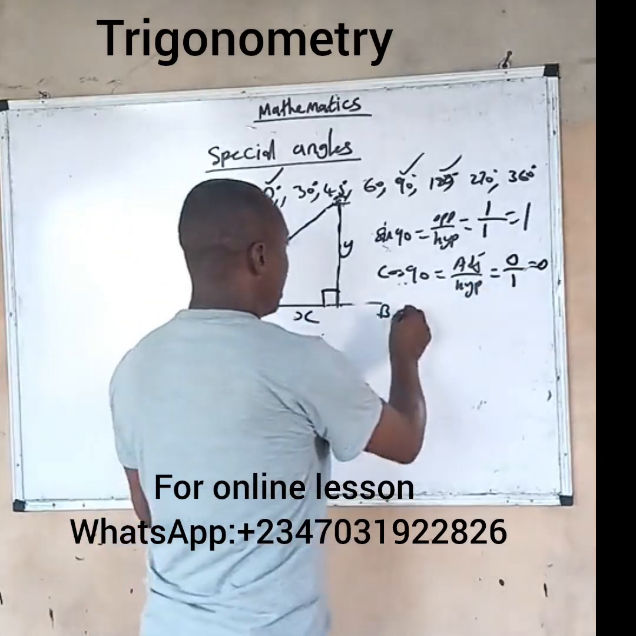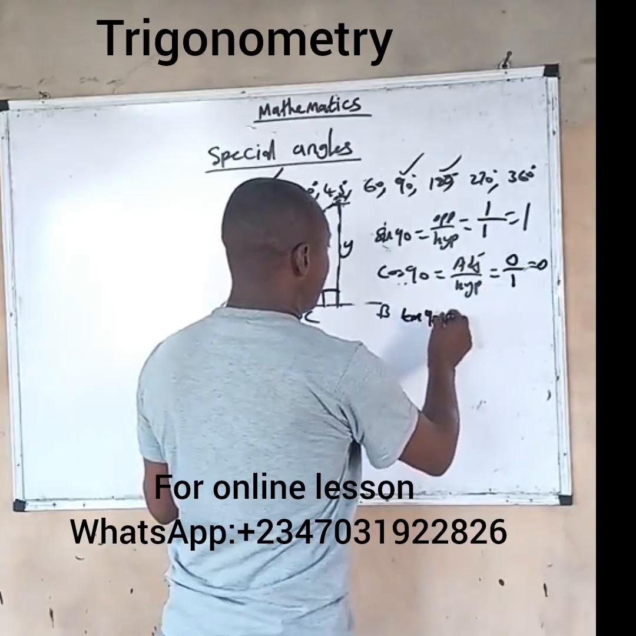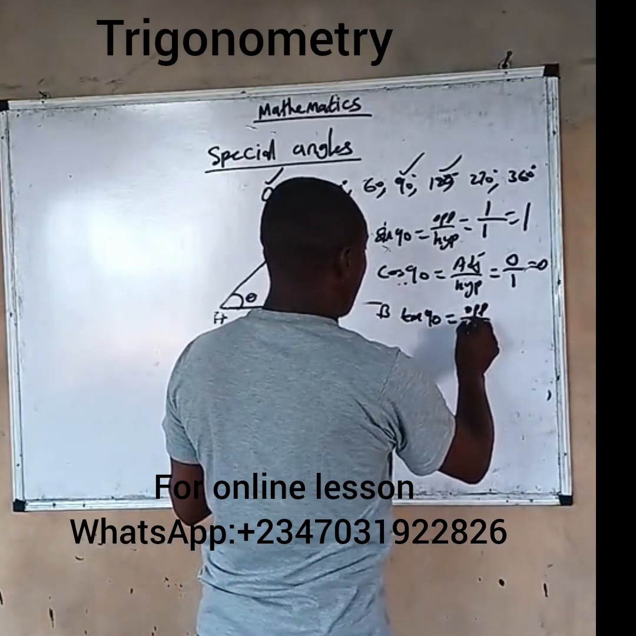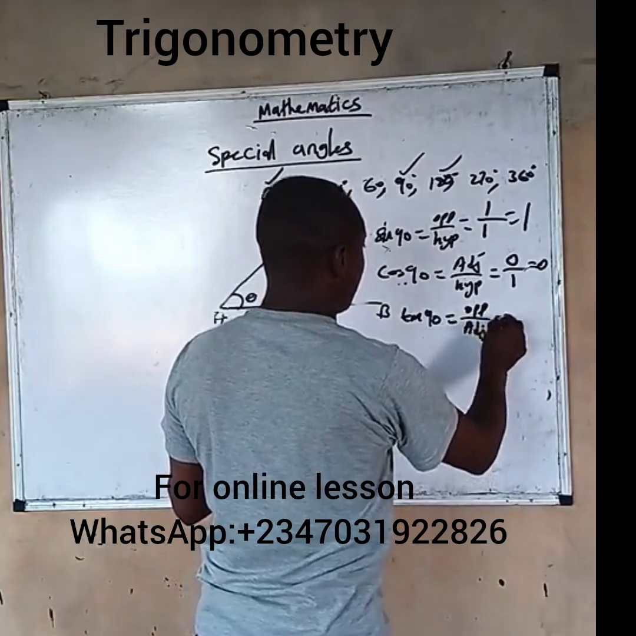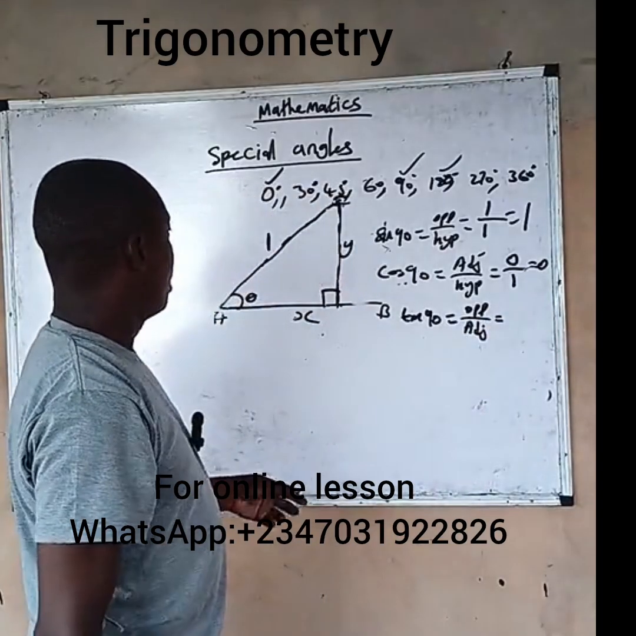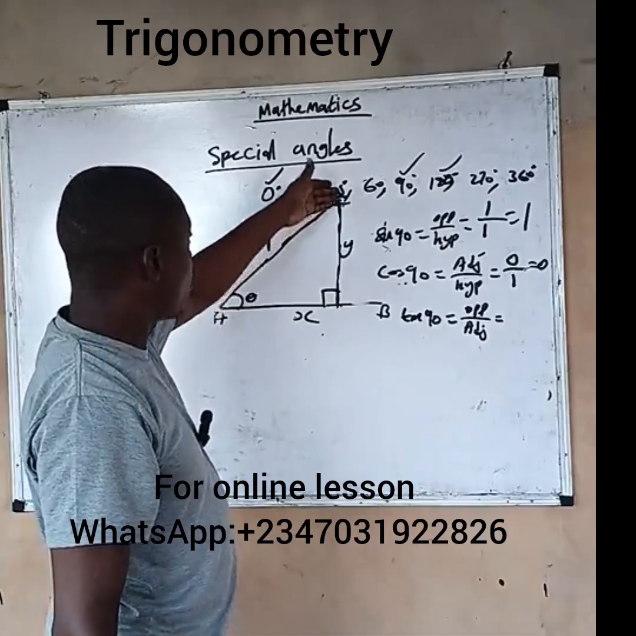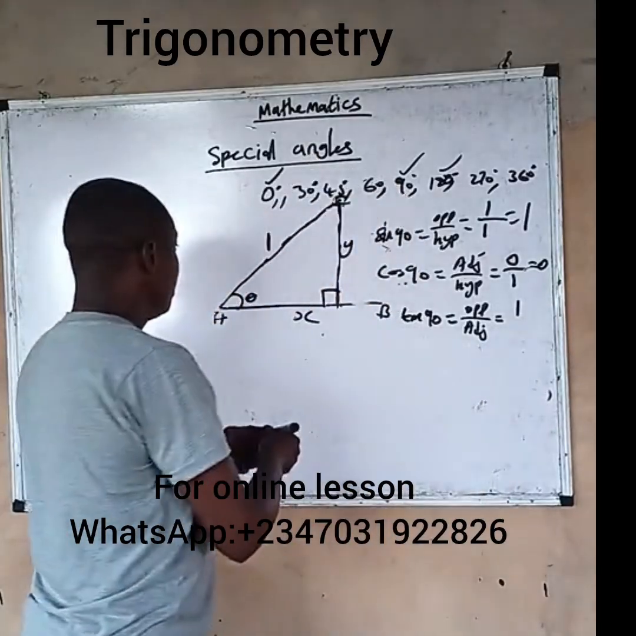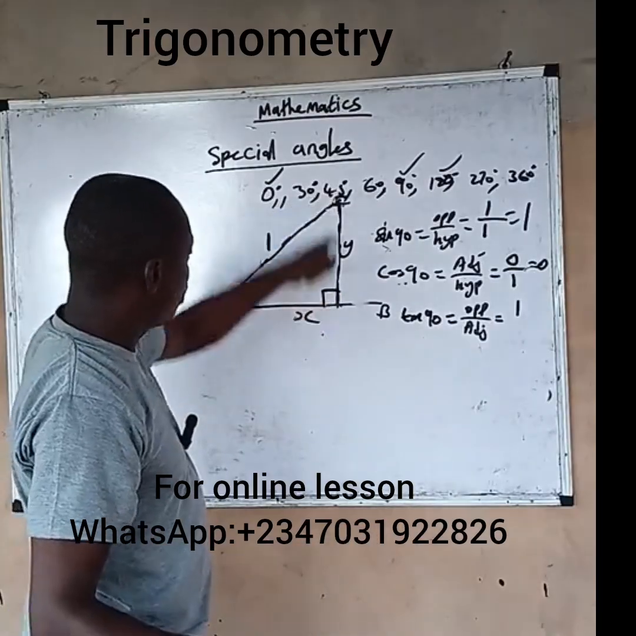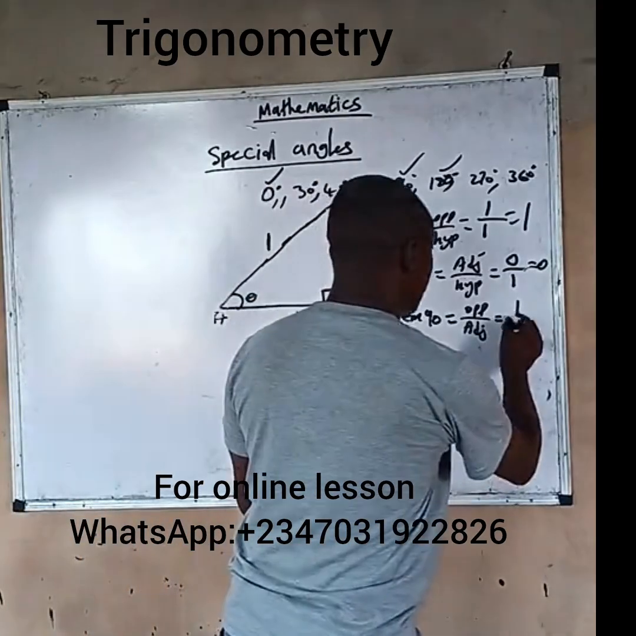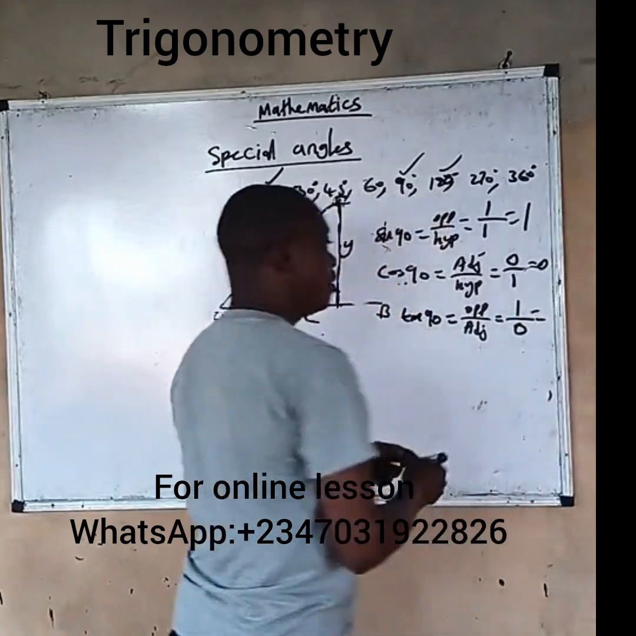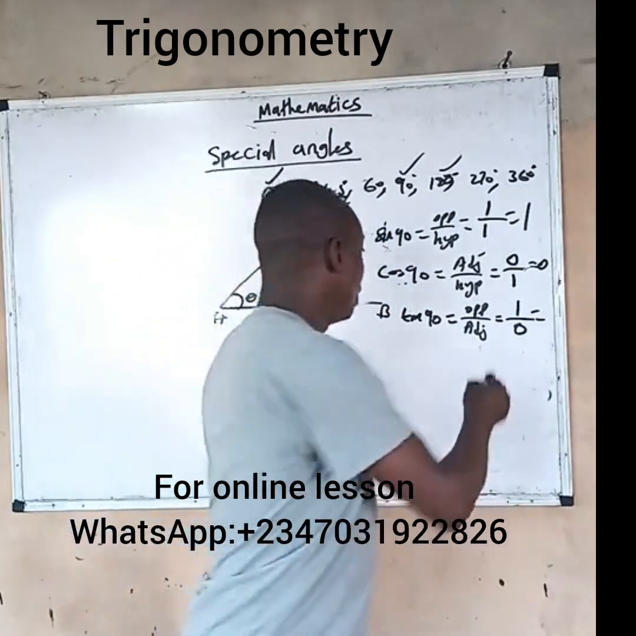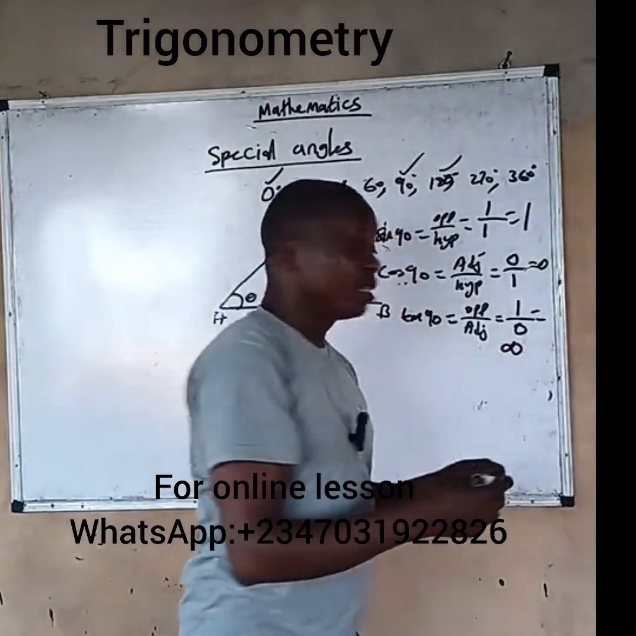So let's look at tan 90 degree. Tan 90 degree is opposite over adjacent. Your opposite is still the y, and your y is 1, while your adjacent is the x, and on the y-axis your x is 0. So the adjacent is 0. So when you divide 1 by 0, your answer is infinity. It's undefined. So that is why tan 90 degree is undefined.